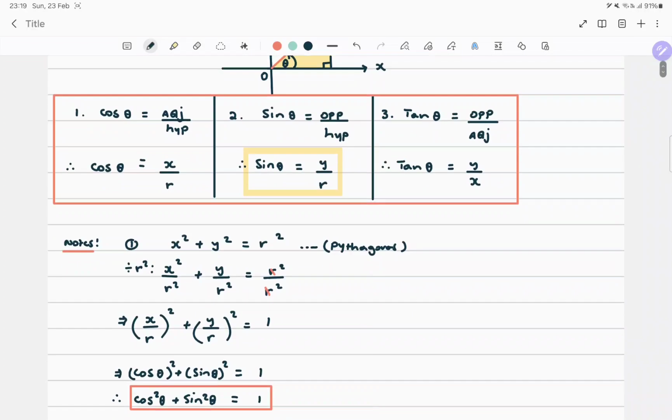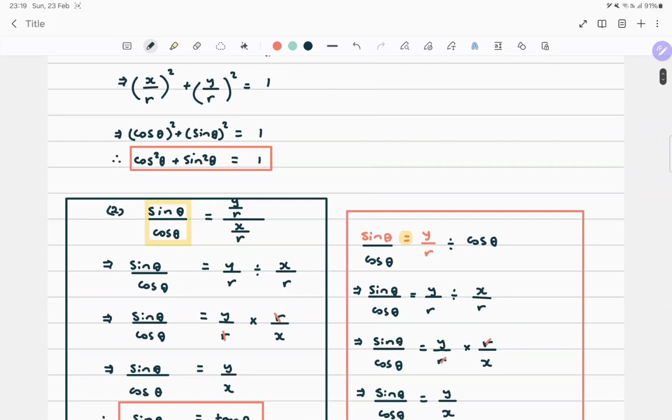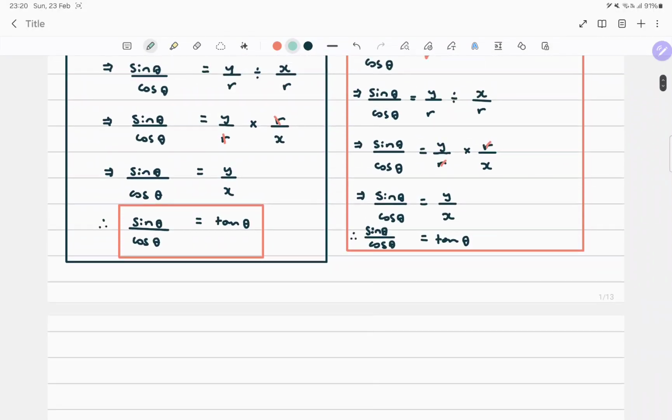So guys, I just wanted you to understand where the square identity comes from. So this is called the square identity. And this is the tan identity.